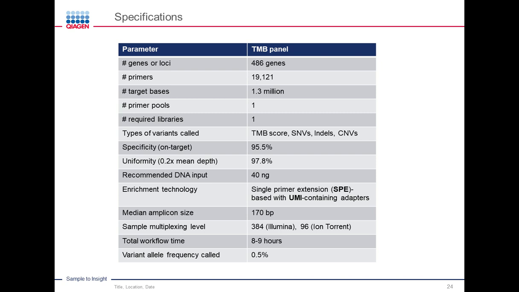It utilizes single primer extension for enrichment and incorporates unique molecular indices. And you can multiplex up to 384 samples on an Illumina instrument or up to 96 samples using an Ion Torrent instrument. Again, the total workflow time is 8 to 9 hours. Of course, this depends on the number of samples being processed, but you can go from extracted DNA to libraries that can be quantified and sequenced in 8 to 9 hours. And the variant allele frequency that you could call is down to 0.5%.